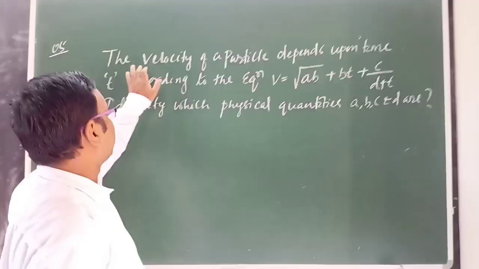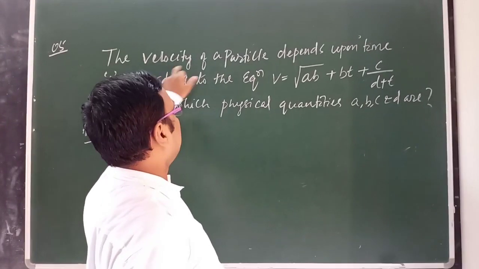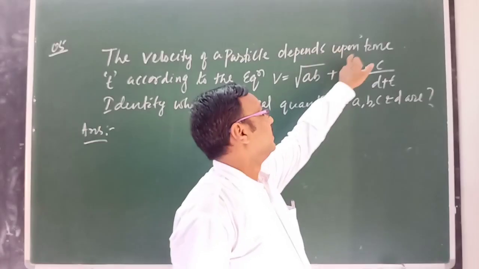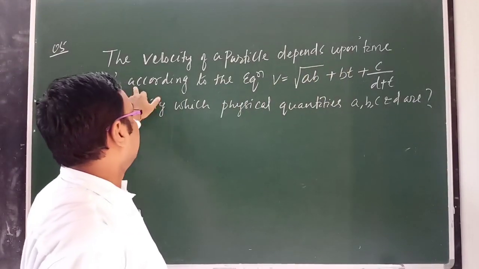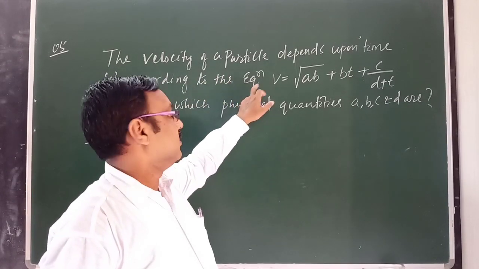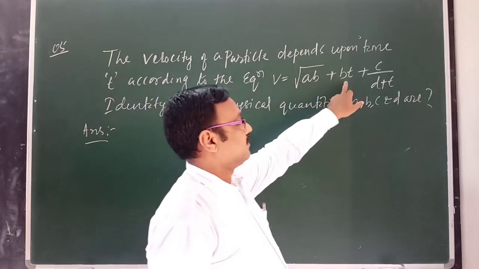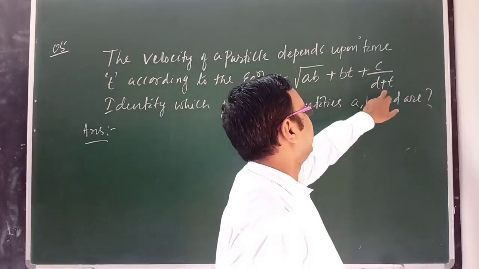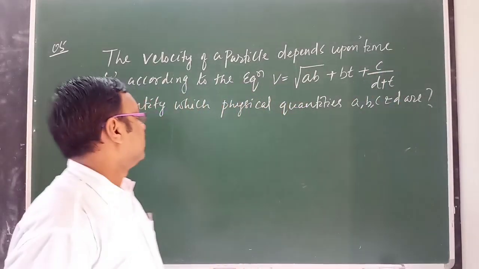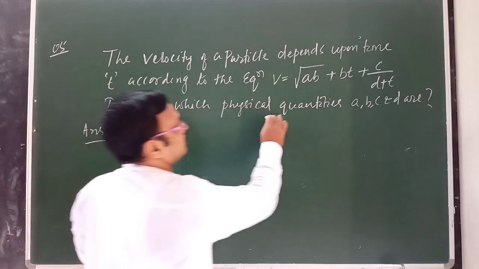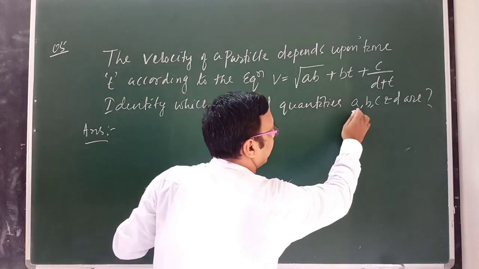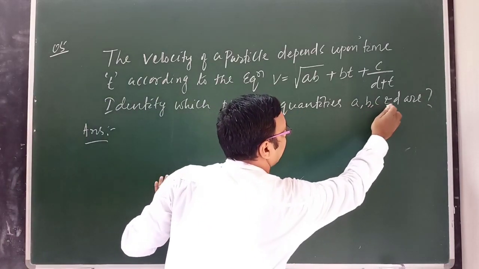So the second question is given here. The velocity of a particle depends upon time t according to the equation v equals root over of A plus B T plus C by D plus T. So identify which physical quantities A, B, C and D are.